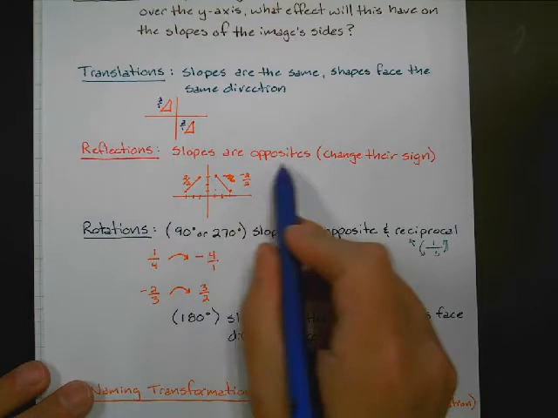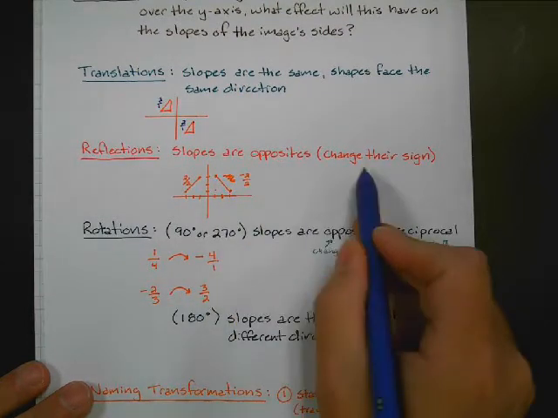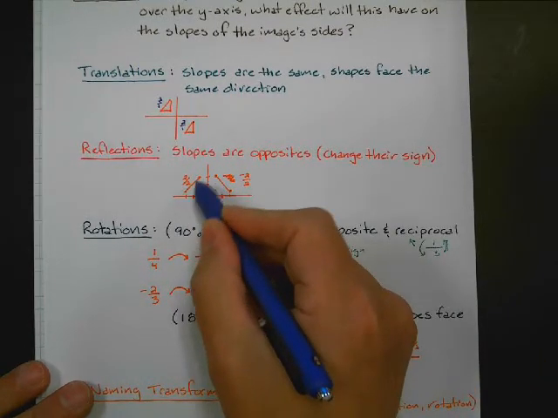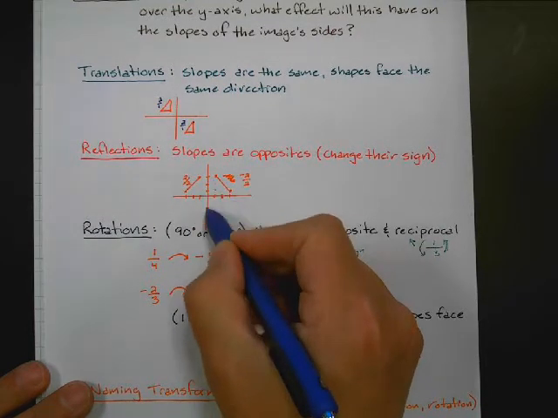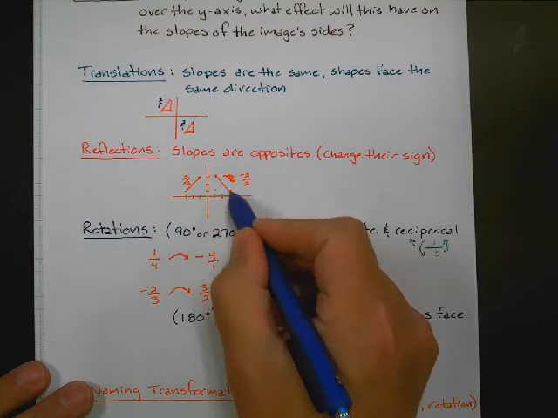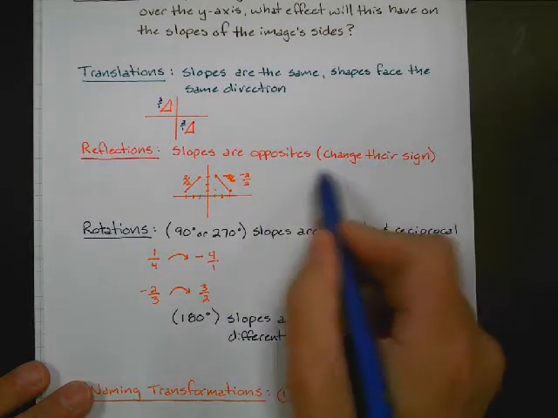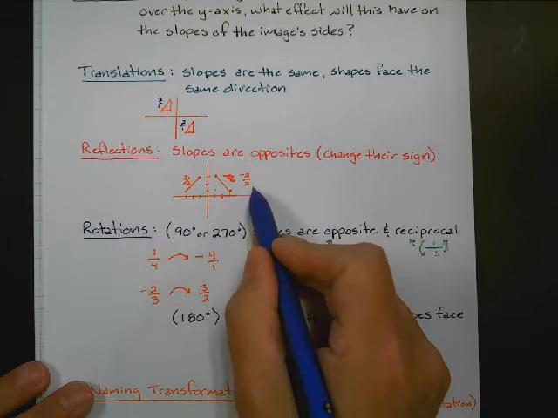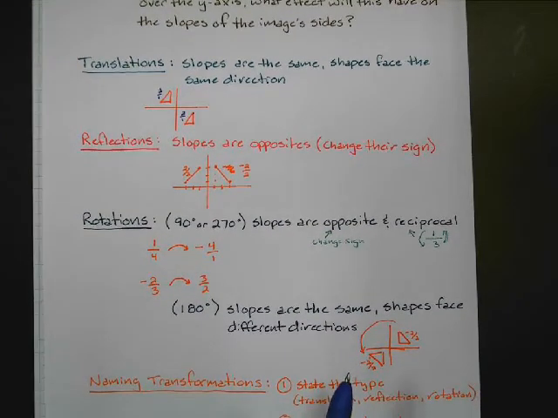For reflections, the slopes do not stay the same. They become opposites, meaning that they change their sign. So here I've got a problem. Let's say this slope goes up 2 and over 2, so that's a 2/2. Then I reflected it over the y-axis. Look what happened to the slope. It became negative 2/2. So the slopes became opposites. Positive 2/2, negative 2/2. They change their sign. So if you see opposite slopes, that tells you it's a reflection.